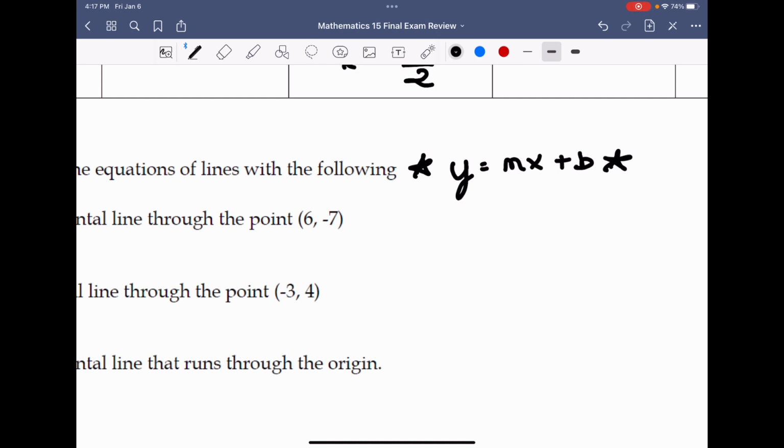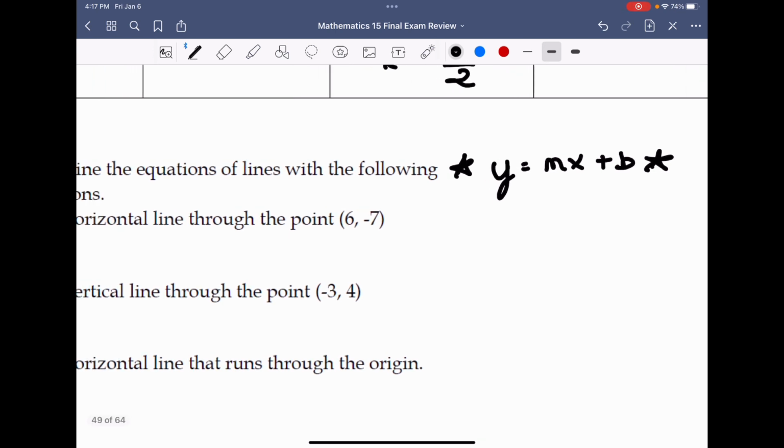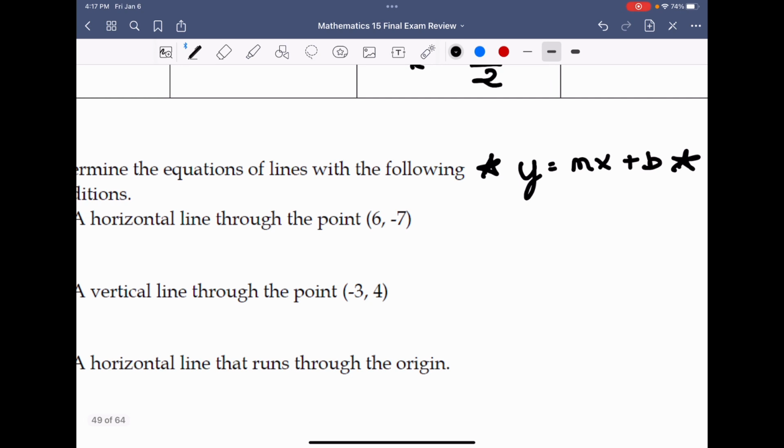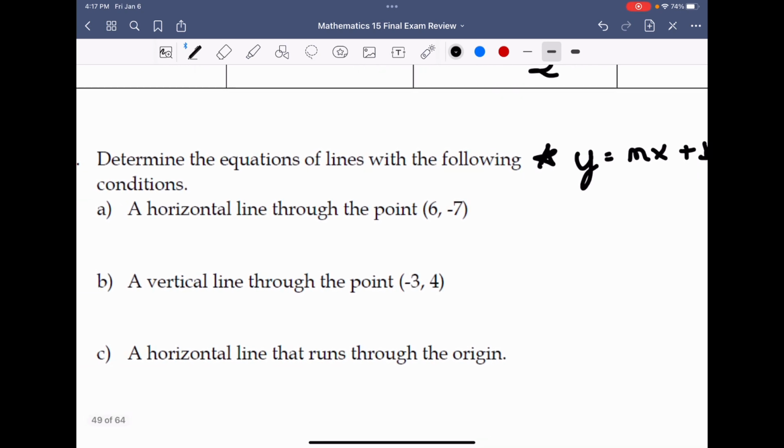Now, I want you to remember that y equals mx plus b is only used when the slope is defined. So we're going to see an example potentially where the slope isn't defined, and how do we adjust our equation? A horizontal line through the point of this. Well, what does a horizontal line tell us about the slope? A horizontal line means that the m, or the slope value, is 0. It is a line that's directly across, meaning there's no change in y.